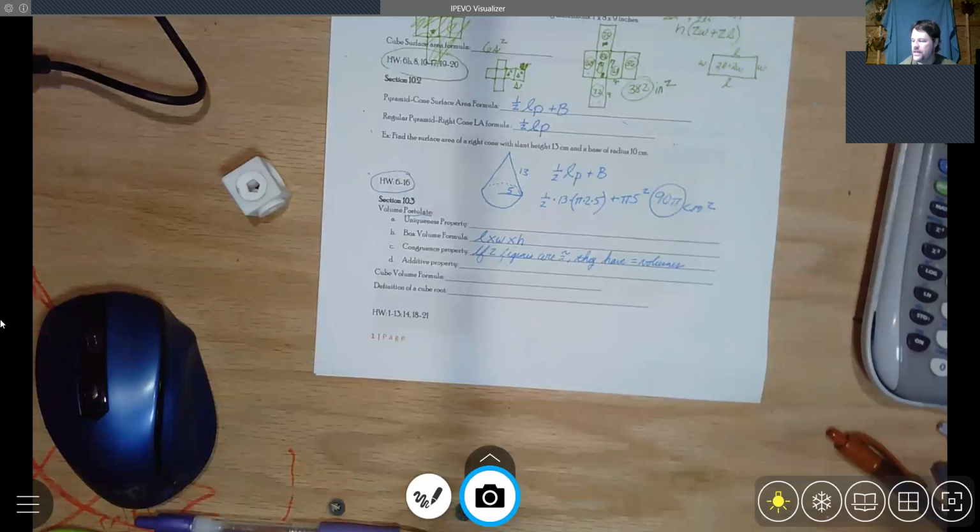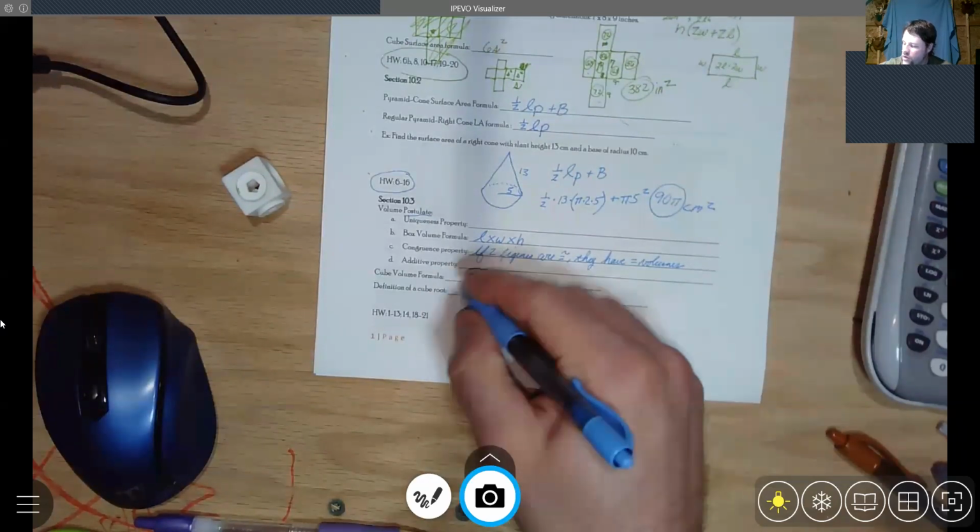All right, the additive property just means if you split a figure into multiple mutually exclusive parts, the volume of the parts has to add up to the volume of the whole figure. So if you were to take an orange that's kind of in the shape of a sphere, and you were to cut it into slices, and you took the volume of every slice and added it up, you would get the volume of the orange. That's what that means.